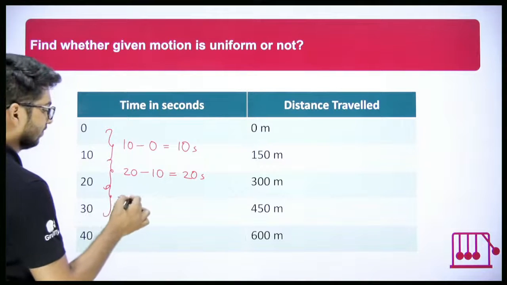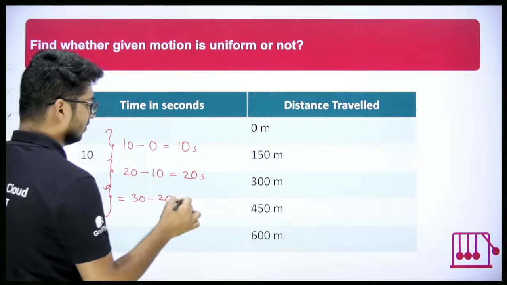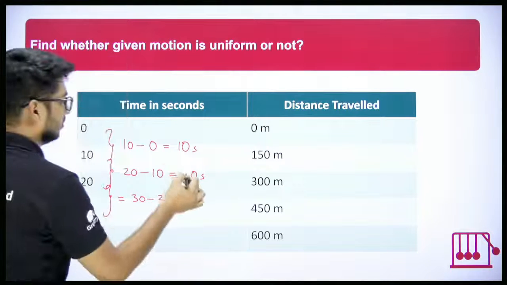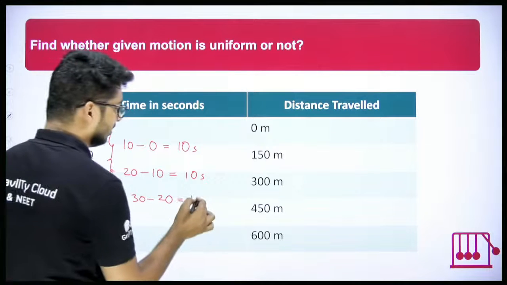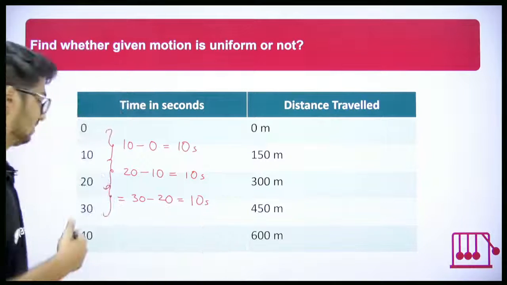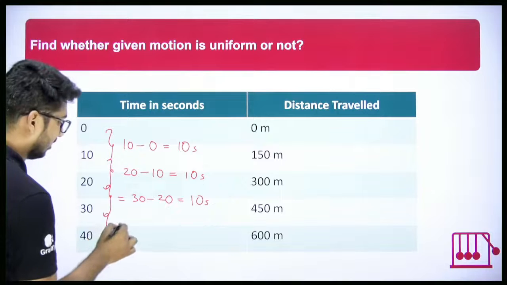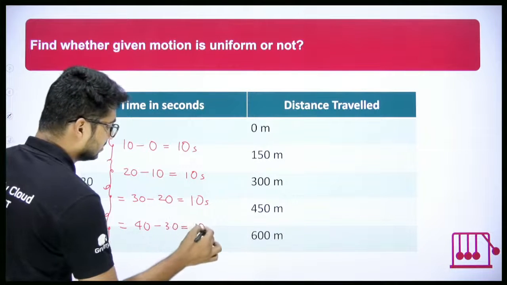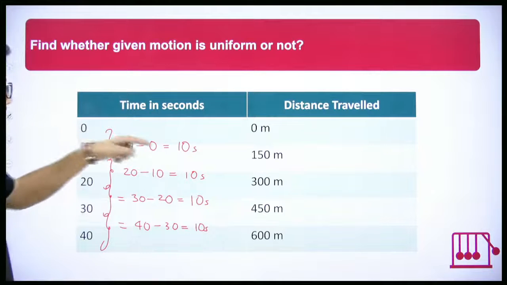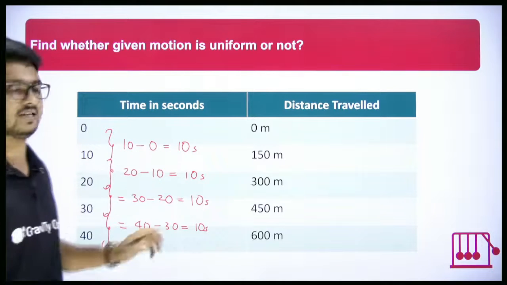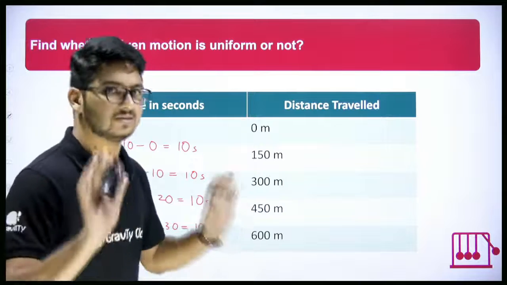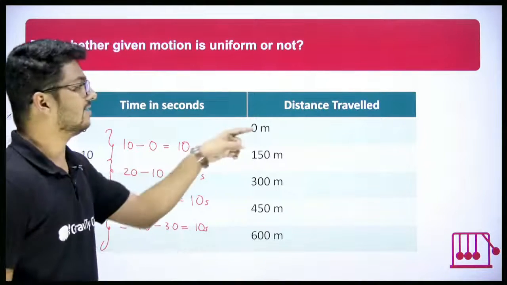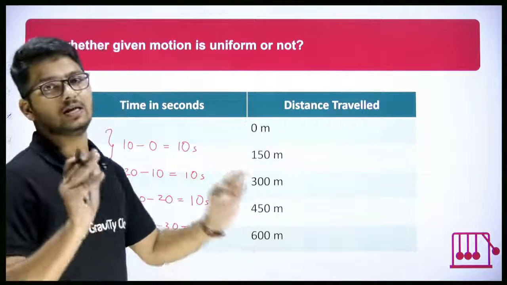Sorry, here it should be 10 seconds, right? Okay. Then 20 to 30, 30 minus 20. How much again? 10 seconds. Then 30 to 40, which means 40 minus 30. How much again? 10 seconds. So time interval 10 seconds, 10 seconds, 10 seconds, 10 seconds. Time interval is equal. Now let's see, for equal time intervals, if the distance traveled is equal, then it is uniform motion.